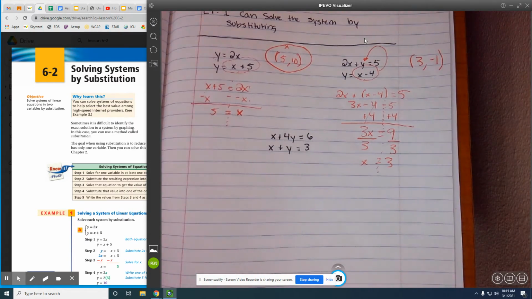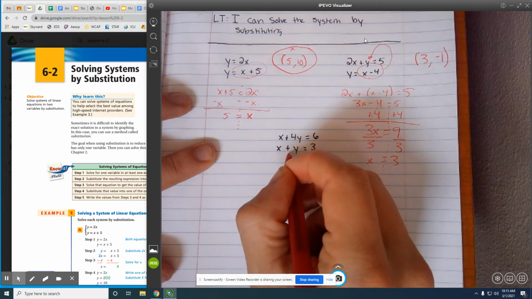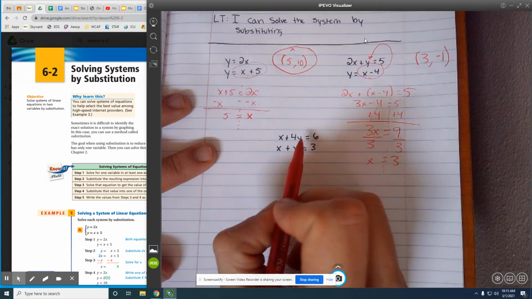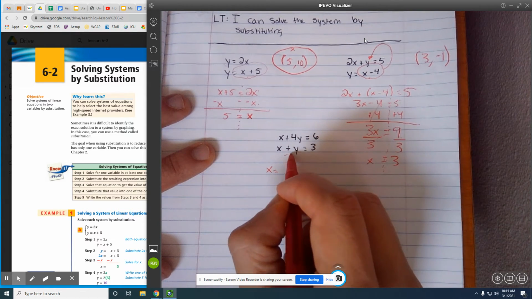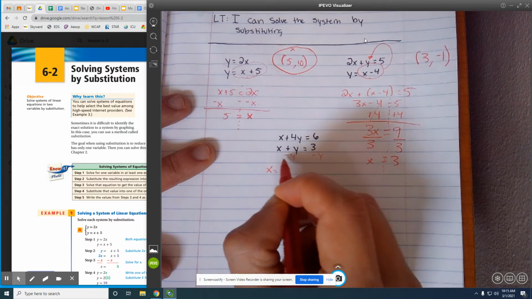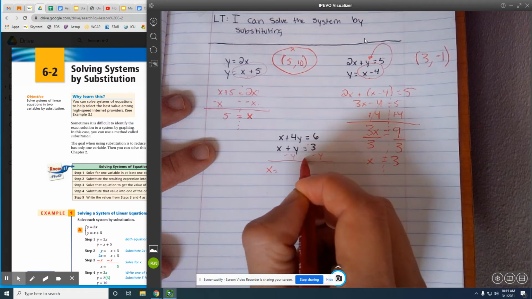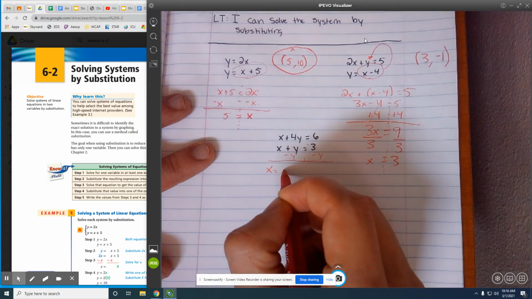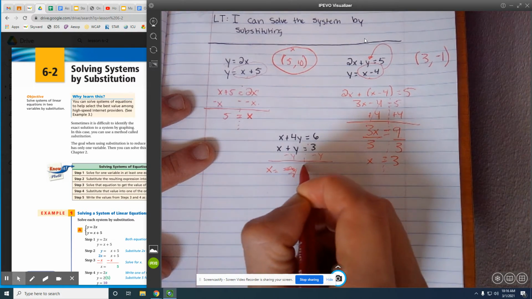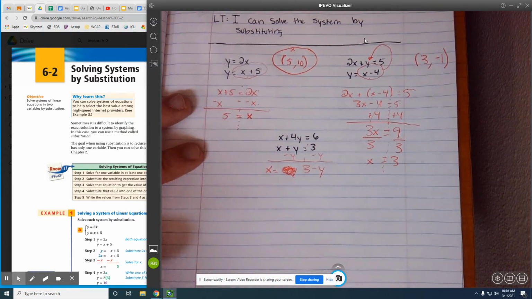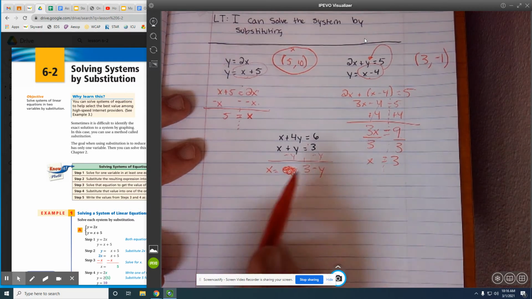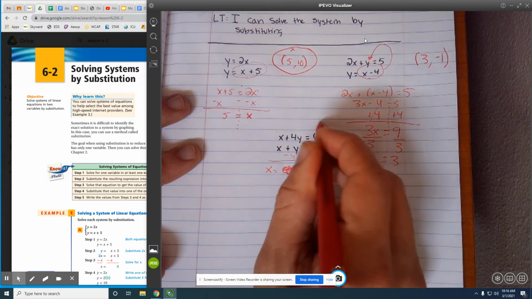Boom. x plus 4y equals 6. x plus y equals 3. Notice that neither of these has y equals or x equals. So what I'm going to do here is change this equation. Either one of these I could change, but I'm going to change this bottom one to make it x equals something. I have a y right here, so I'm going to subtract y. Do it to one side, do it to the other. And we get x equals negative y plus 3, or let's just go 3 minus y. It's the same thing.